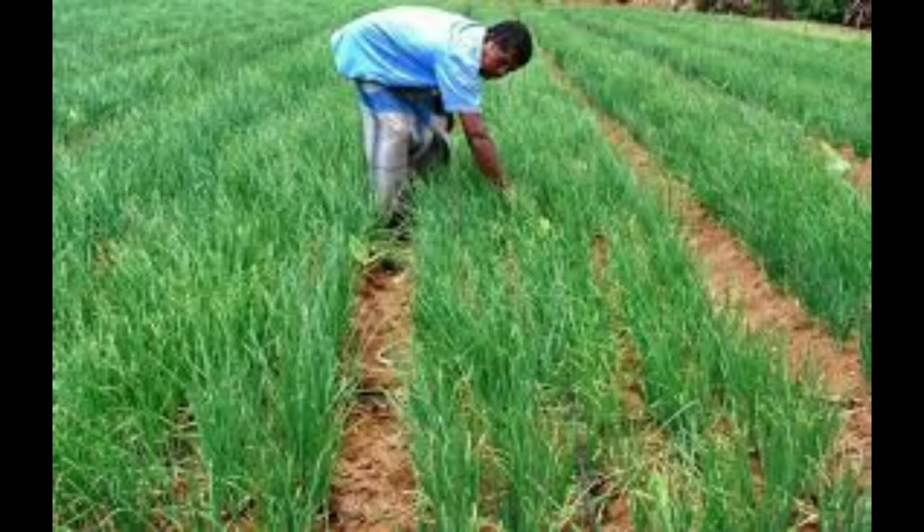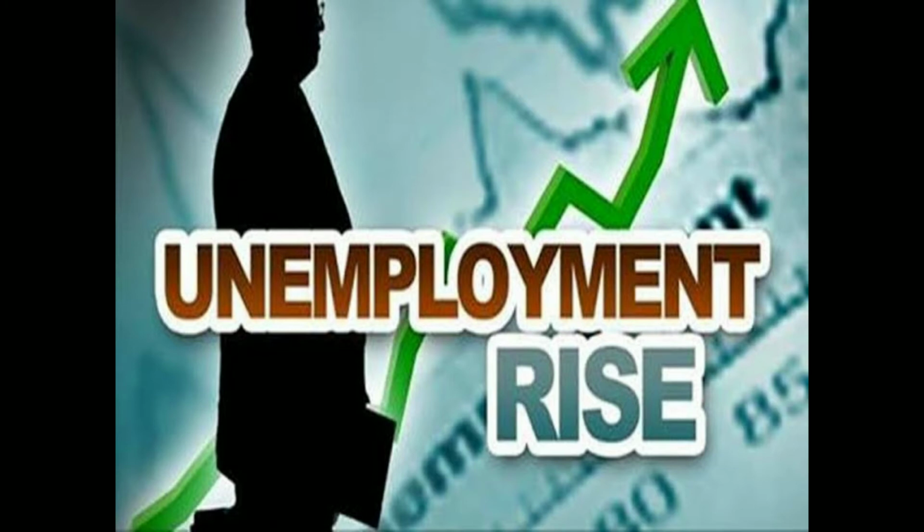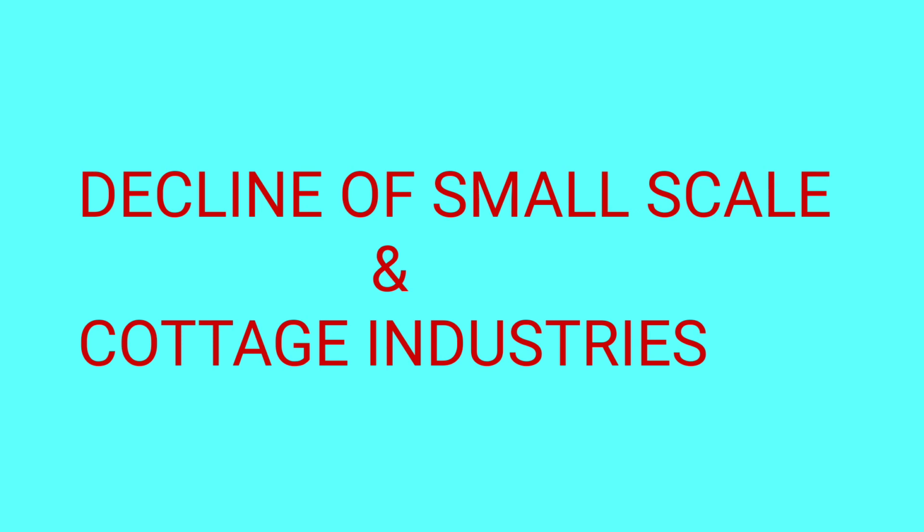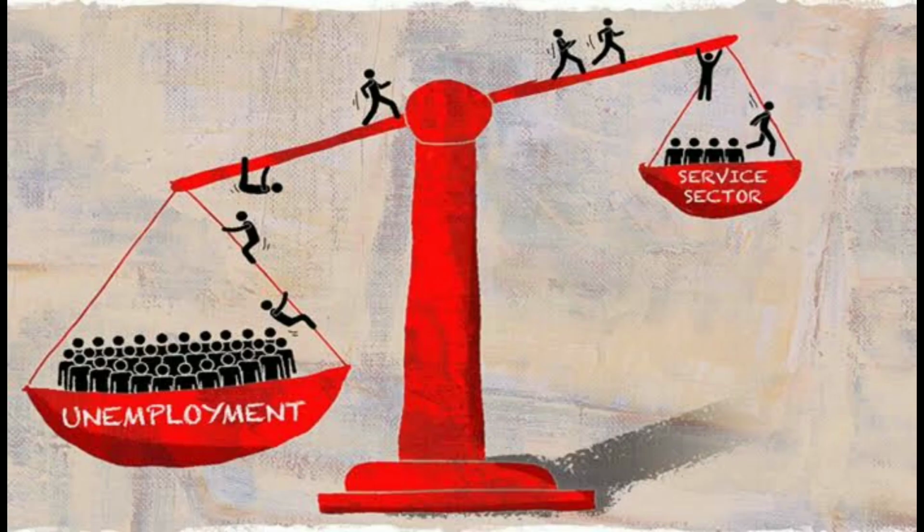Another cause is dependence on agriculture. It is only seasonal. A large proportion of workers engaged in farming are compelled to remain idle for 3 or 4 months in a year. That will be one of the main reasons for unemployment in India. Next, decline of small scale and cottage industries. The capacity to generate a significant number of jobs has declined. This is another cause for unemployment.